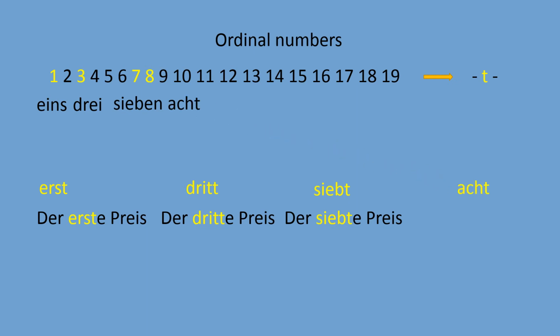So acht. And if you say this is the 8th prize, you will say der achte Preis. So this is the way, and those are exceptions you please memorize.